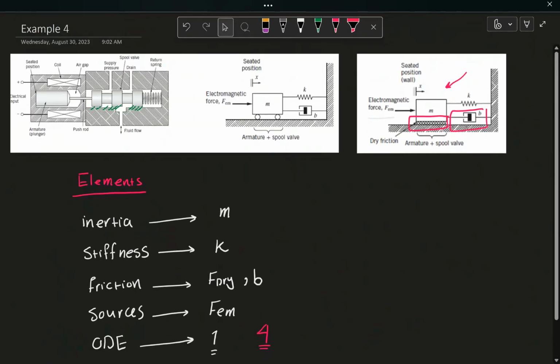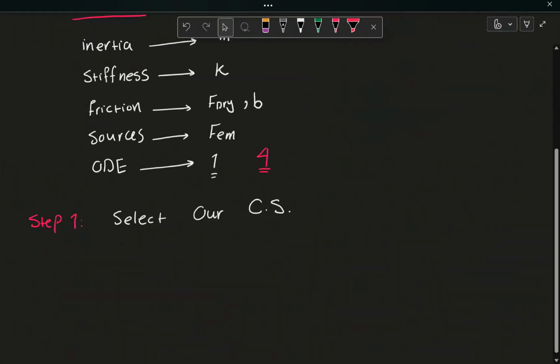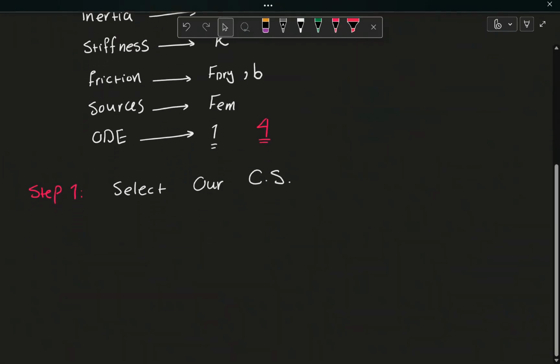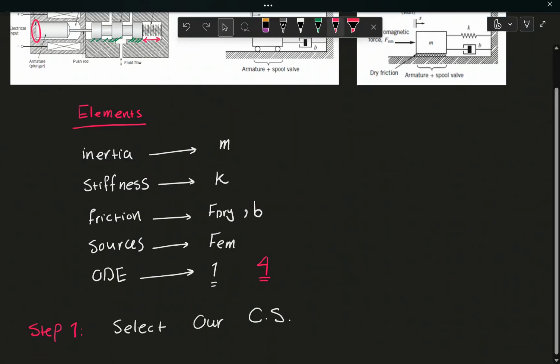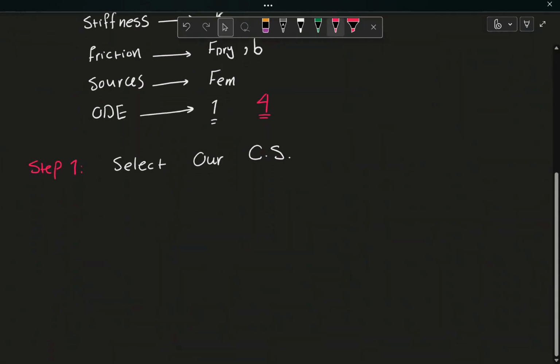For this problem, again, my assumption is that the gap between the wall and the spool is the same amount as the free length of the spring, okay? So I would consider the seated position, or the free length of the spring, as the origin for my coordinate system. And I'm going to consider going to the right as the positive direction, okay? So going to the right and measured from the seated position or the free length of the spring. So this is X, and I know the origin, I know the positive direction for this guy.